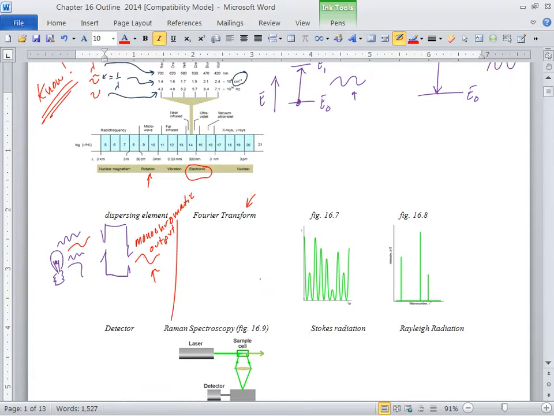So, what if you do not have a dispersing element? You use a Fourier transform.